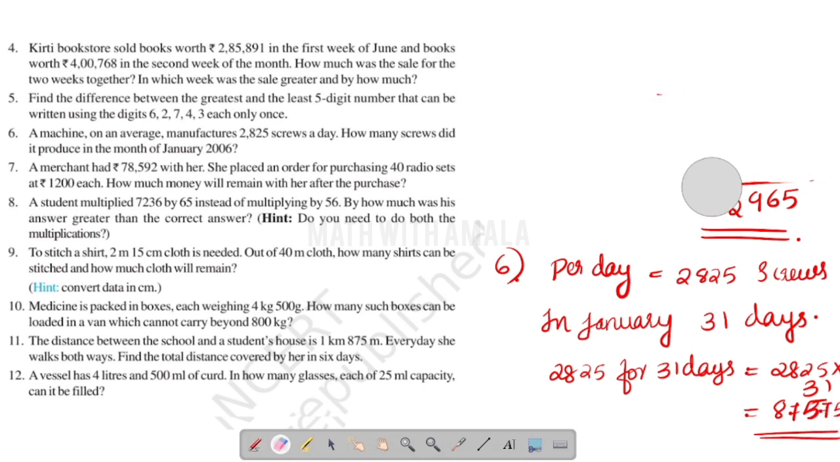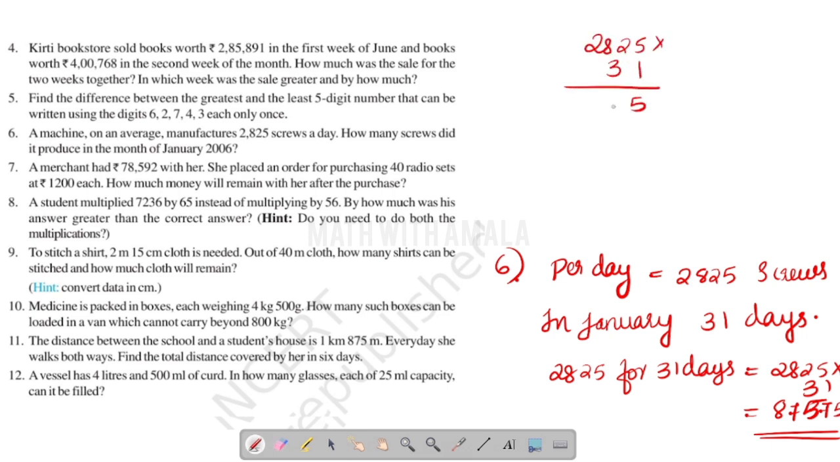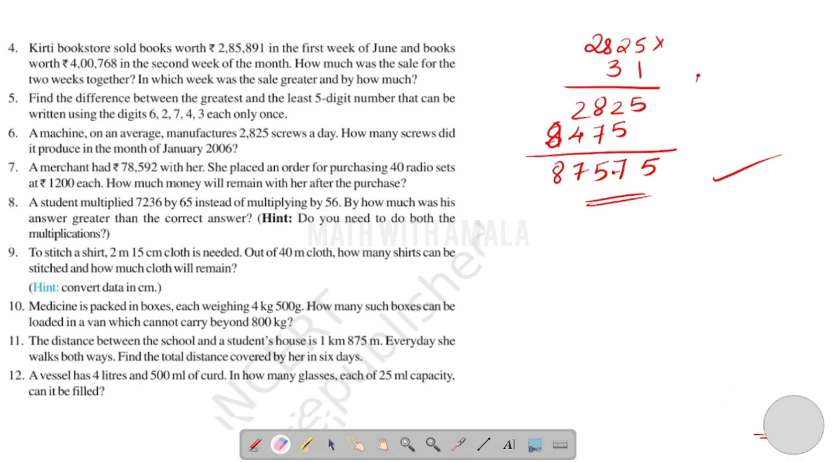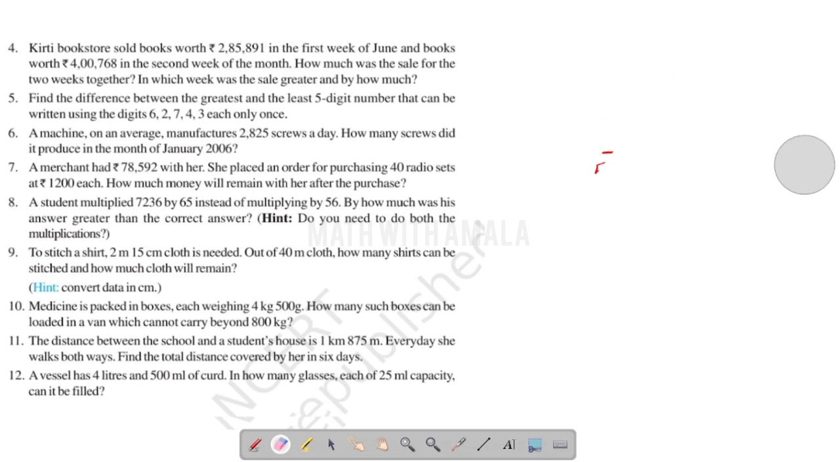Okay, I just want to show you the multiplication procedure. 2,825 into 31. 1 into 5, 5, 2 into 1, 1, 1 into 8, 8, 1 into 2, 2. Then 3 into 5, 5, then 3 into 2, 6 plus 1, 7. 8 into 3, 24, 4, 2. Then 3 into 2, 6 plus 1, 7. So the total, 8 will come there. Yes. 87,575 is the answer. Next question.